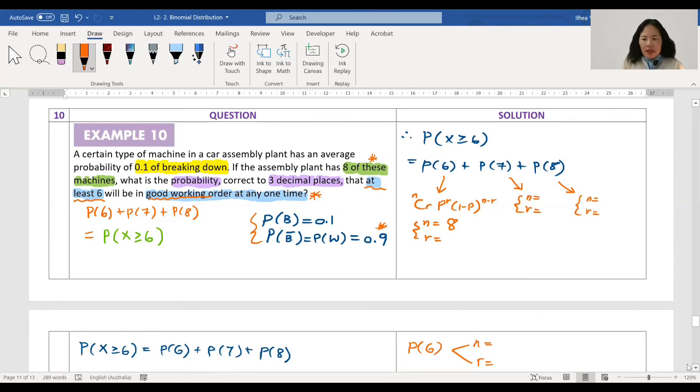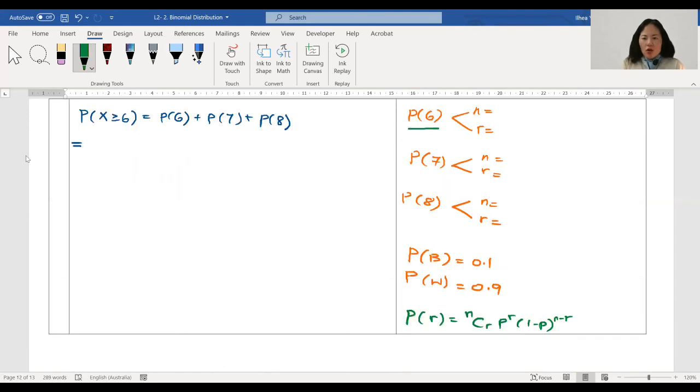The probability of getting 6 machines working, plus 7 machines, plus 8 machines. So when you see 'at least' something, that's an inequality. My total trials doesn't change, does it? Only 8 machines there. We want the probability of 6, the probability of 7, and the probability of 8. That's what we want. And of course, working is 0.9. Breaking, not working, is 0.1.